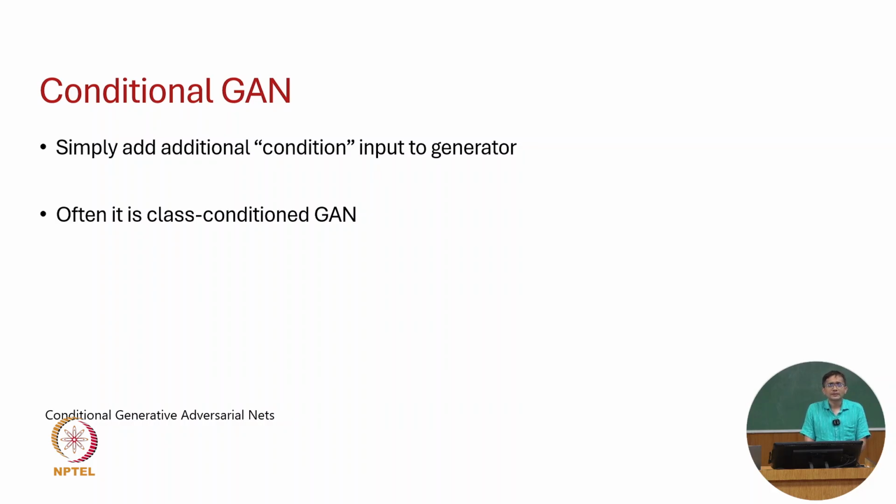Very often, this additional condition that we are talking about is the class. When we think about supervised datasets, what do we have? We have images and their corresponding classes, right? So that class information, like let's say building, road, vegetation, is what this conditional GAN most of the time is conditioned on.